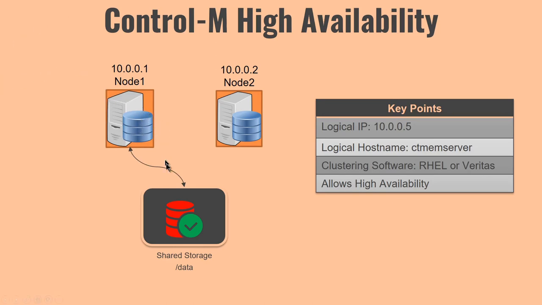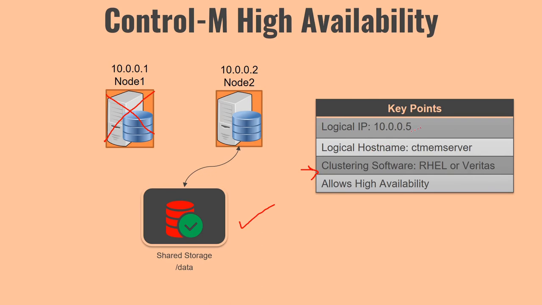In that case, node 1 is the one which has access to this storage right now. And let's say the application which was running here went down. Now your actual application is not installed on this machine's local storage. Your application is installed on shared storage. So if node 1 goes down, the clustering software is going to detect that node 1 has gone down, and then it is going to send a signal to node 2 to become active, and this storage which was pointing to node 1 is going to move to node 2.